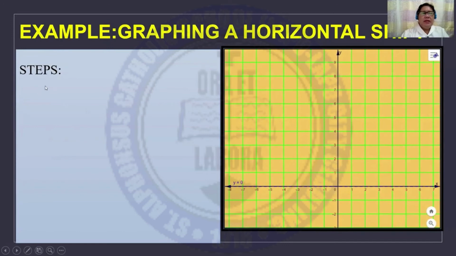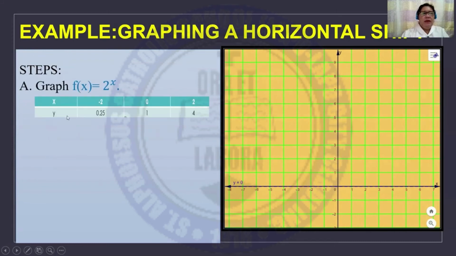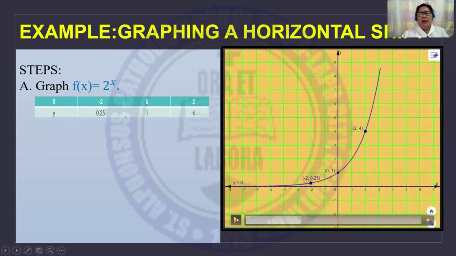So let us have an example. First, we have to graph the parent function 2 raised to x. This is the table of values. X is negative 2, y is 0.25, and so on. So let us plot the points. First point, the second point, and the third point, and then connect with a curve. So that is the graph of the parent function.